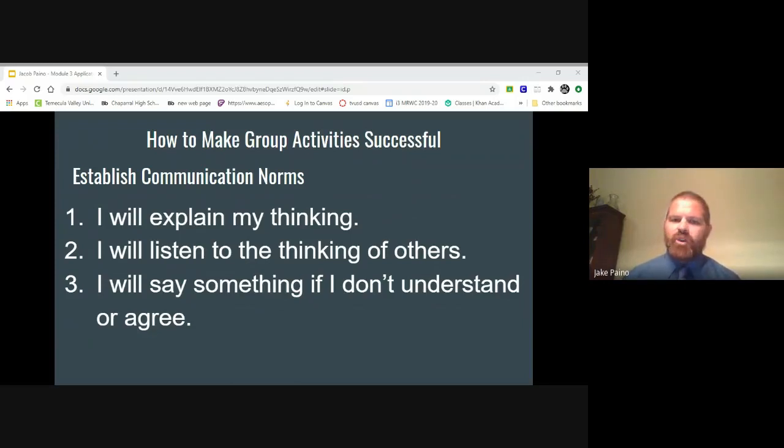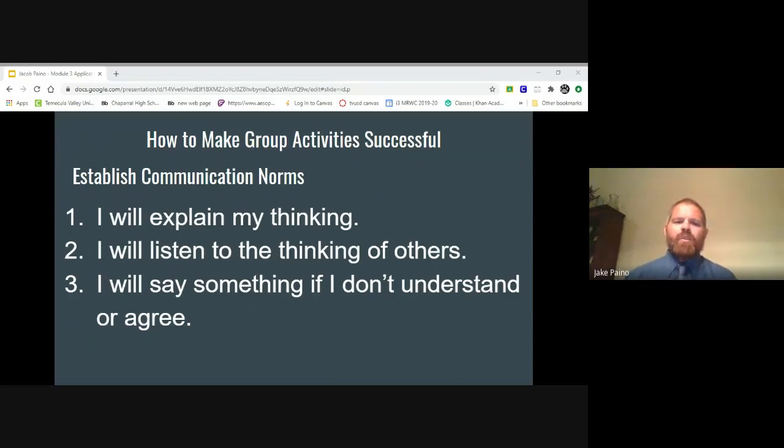And when a group stops being productive, that happens. Everyone in the group looks at each other and they don't know what to do next. Remind them of these norms. Explain your thinking. What are you thinking about? Or maybe that's the time for a teacher to pose a purposeful question, which was MTP number 5. Get the conversation started again with the key question.